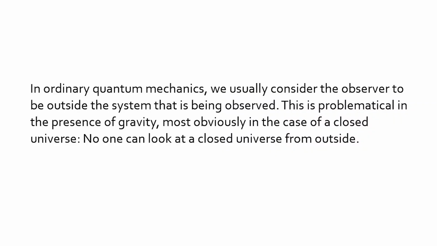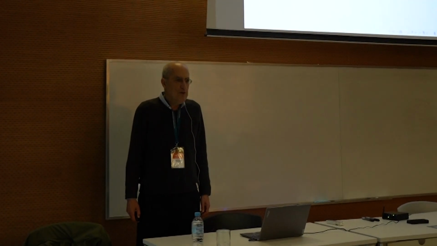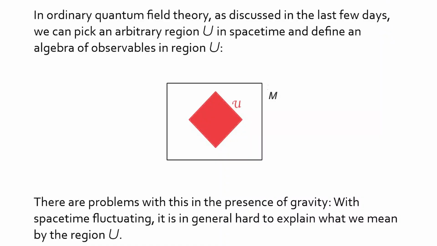Now, as discussed by some of us in the last few days, in ordinary quantum field theory without gravity, we can pick an arbitrary region U in space-time and define an algebra of observables in region U. So I've schematically drawn this here. M is space-time, and U is an arbitrary region that we picked.